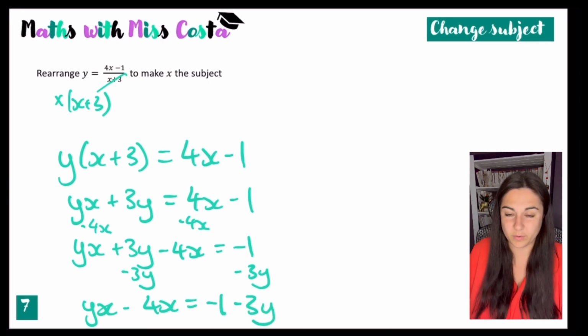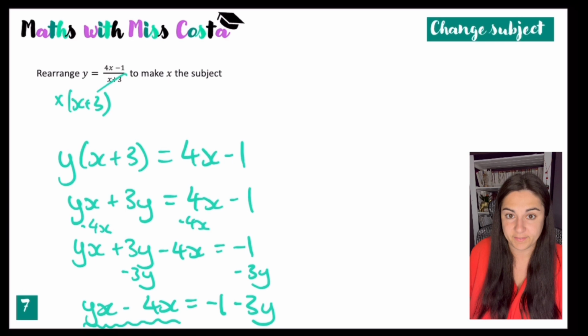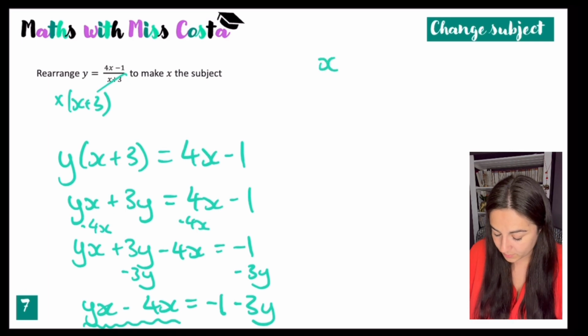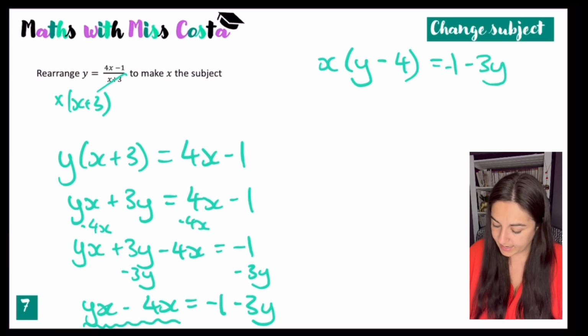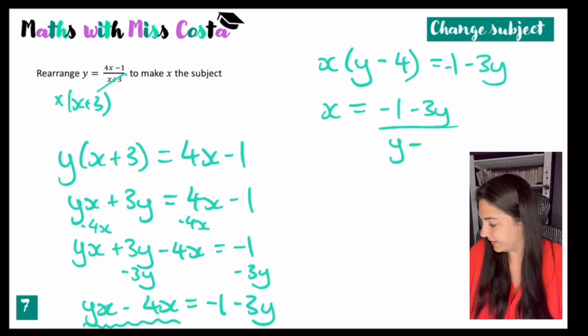Now this is where a lot of people come undone. But all you're doing is you've got two terms that have x in them. So all you need to do is factorise it. And then you've got x on its own. So x is common to both of these terms. So if I factorise it, I'd be left with x(y take 4) equals minus 1 take 3y. And then I can just divide both sides by y take 4. And that's all you need to do.